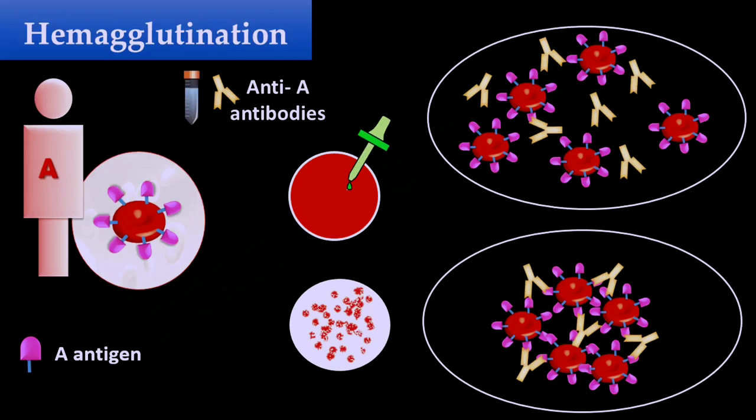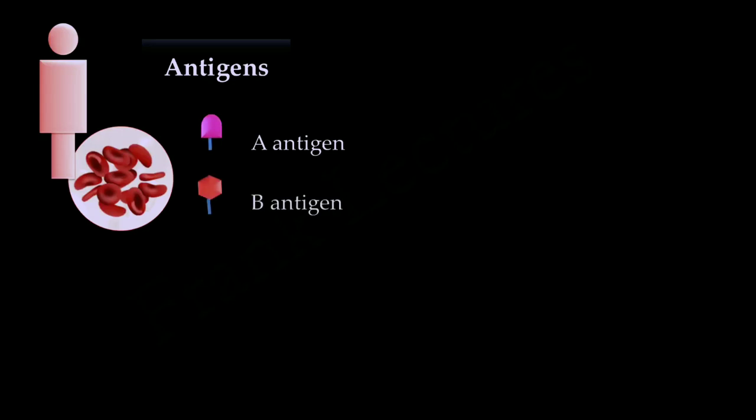Let's now understand how blood typing is done. For this test, we will require few drops of blood from a person whose blood group is to be determined. We know that blood will contain the target antigens on RBCs. These target antigens are A antigen, B antigen, and Rh antigen. We will detect the presence and absence of these antigens in blood and determine the blood type.